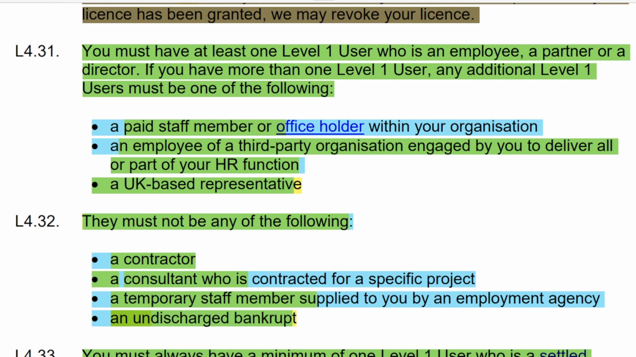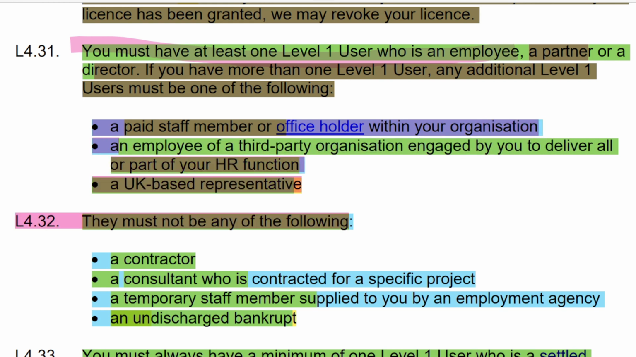You must have at least one level 1 user who is an employee, a partner, or a director. If you have more than one level 1 user, any additional level 1 user must be the following: a paid staff member or office holder within your organization, an employee of a third party organization engaged by you to deliver all or part of your HR functions, or a UK based representative.